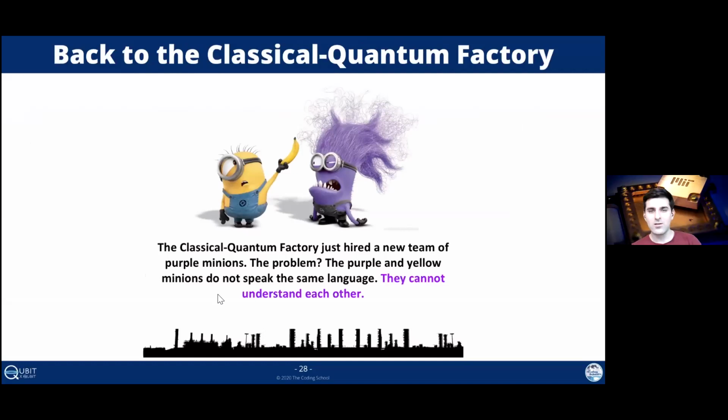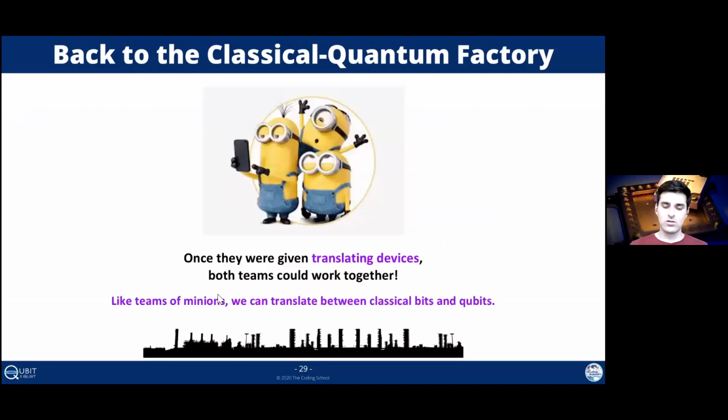And again, going back to our quantum classical or classical quantum factory, we have our yellow minions, of course, which are the default minions, and we have these newly hired purple minions here. And the problem is that the purple minions and the yellow minions don't speak the same language. So just by default, they can't understand each other. Now, if they have a translating device, both teams could work together and the yellow minions could understand the language of the purple minions. So we're using this as an analogy of these teams of minions for our classical bits and our quantum computer.